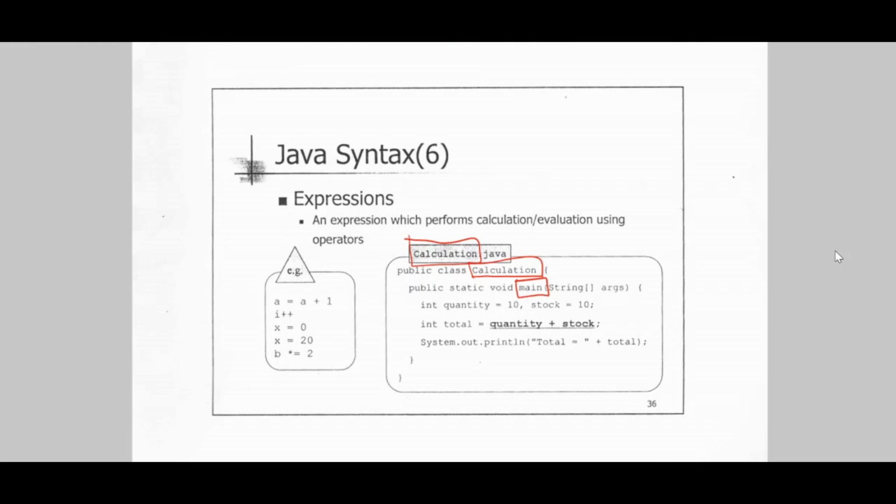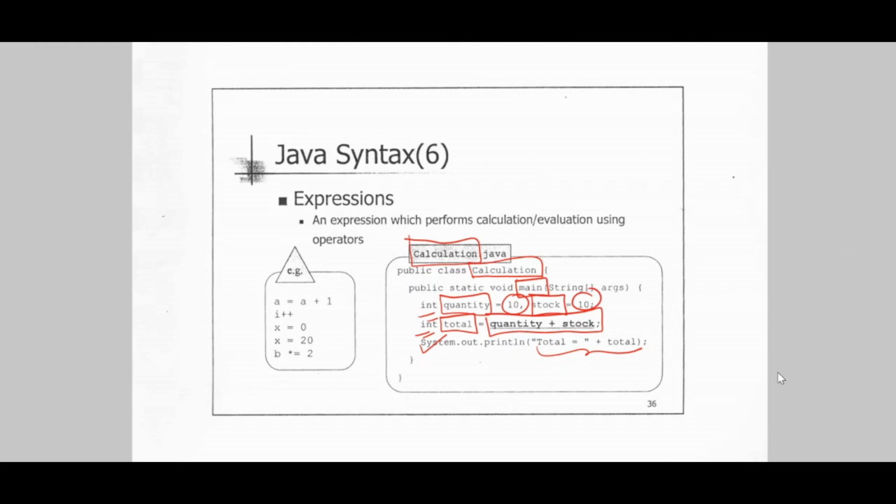Inside the main method, we have local variables, quantity, integer type with an initial value of 10, and another local variable stock, still an integer type with an initial value of 10 also. The third local variable, total, which is also an integer type, is set to the value of the sum of quantity and stock. When this println is executed, what is the output of this println? That's the fourth question for your assignment.